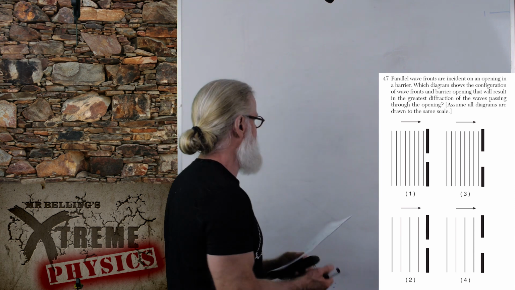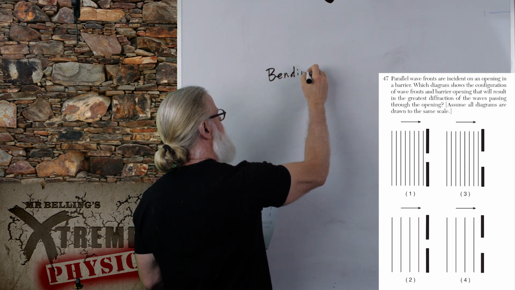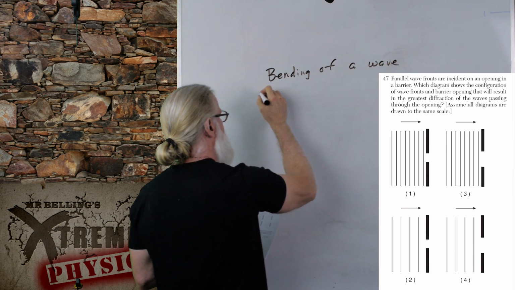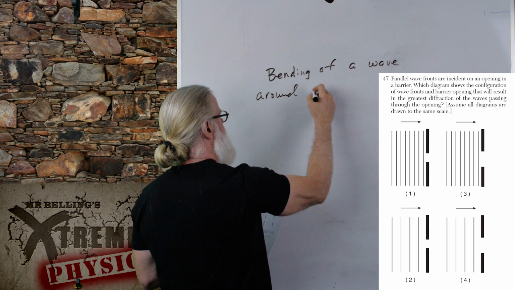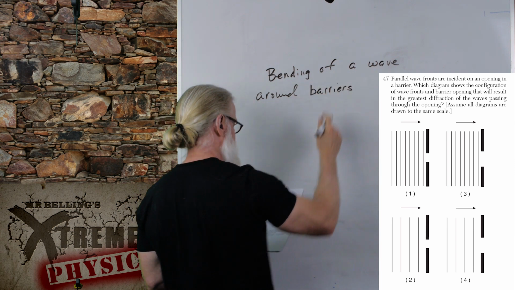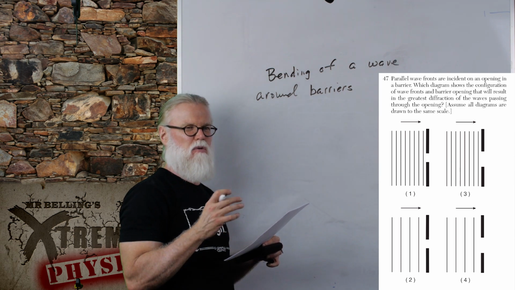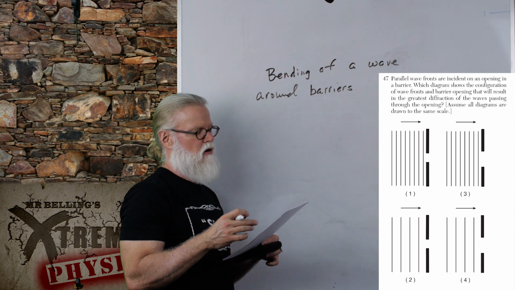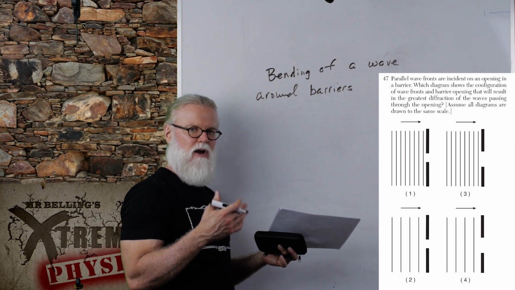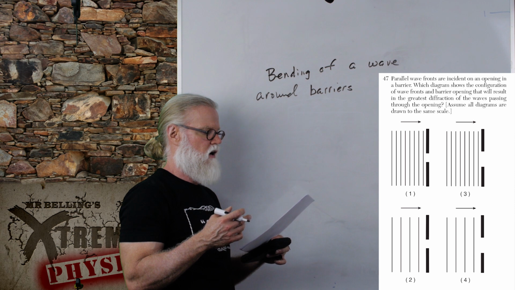All right, remember what diffraction is? Diffraction is the bending of a wave around barriers, I guess, right? So it's a bending of waves around barriers. The smaller the opening, the more bending you'll get because it sees more barrier. What we're looking for is a small opening. Now, what makes something a small opening? It's relative to the wavelength. You want the opening to be small compared to a wavelength.